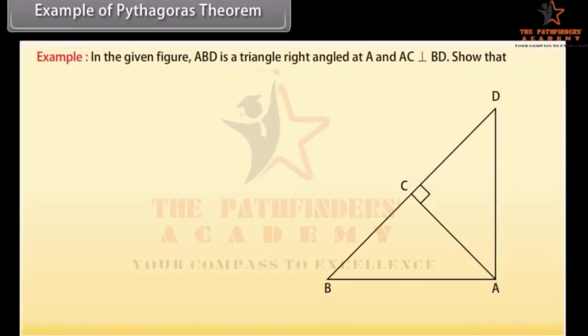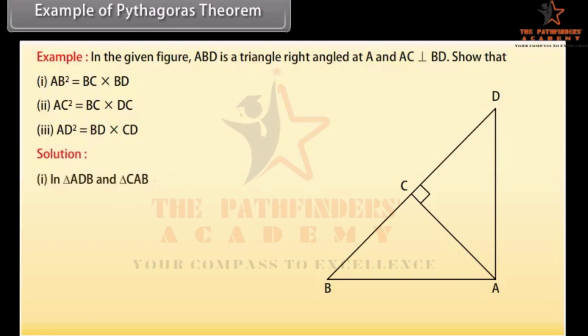In the given figure, ABD is a triangle right-angled at A and AC is perpendicular to BD. Show that: 1. AB square is equal to BC into BD. 2. AC square is equal to BC into DC. 3. AD square is equal to BD into CD.